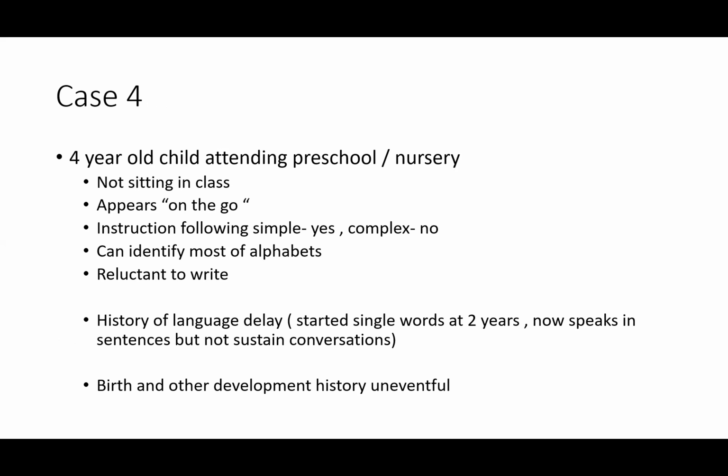Thank you, Dr. Shambhavi. Moving to our fourth case, this is a 4-year-old child who was attending a preschool and nursery. The parents have come to a pediatrician with the complaints that the child is not sitting in the class, he always appears on the go. Simple instructions the child can follow, but if you give multiple instructions together, the child is not able to follow. Child can identify most of the alphabets, but is very reluctant to write.